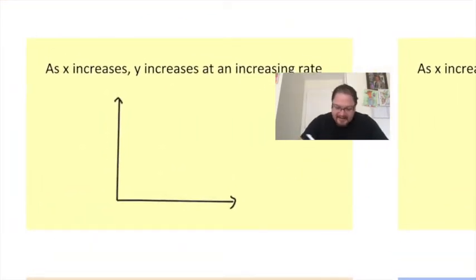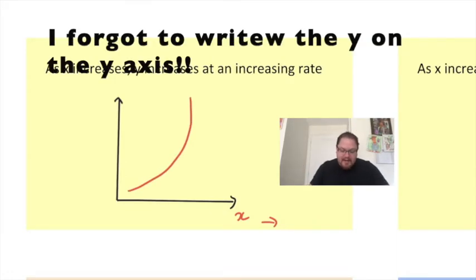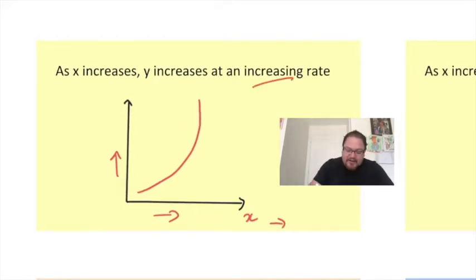Okay, so as x increases, as this gets bigger now, y increases, but at an increasing rate. So it's getting faster and faster and faster. And that looks like this. Just like that, okay? So you can see as this gets bigger, this is also getting bigger, but at a quicker rate. Quick tip here, if it's an increasing rate, it's generally going to go off the chart. I'll show you what I mean now, because the next one is also an increasing rate. But that's what this curve looks like.